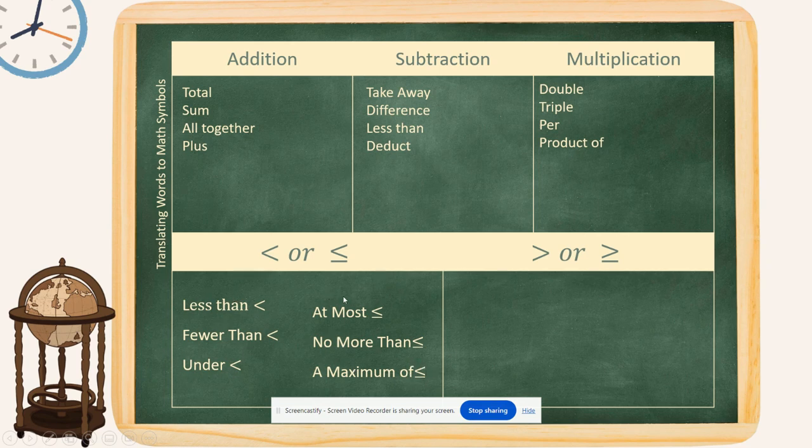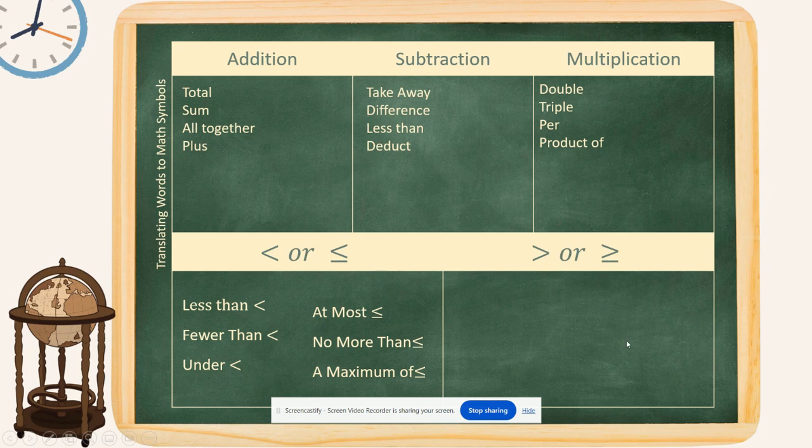So making sure that we have these down is going to be important, because these ones might be a little trickier and not as familiar when it comes to picking which inequality it's going to be, whether it's strictly less than or less than or equal to.